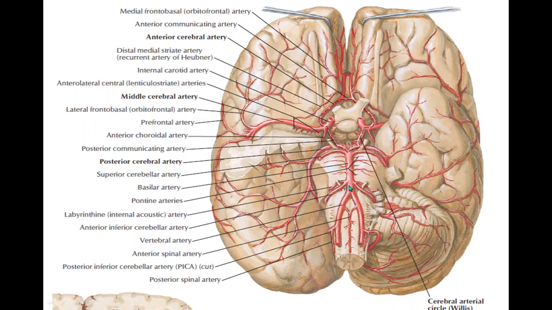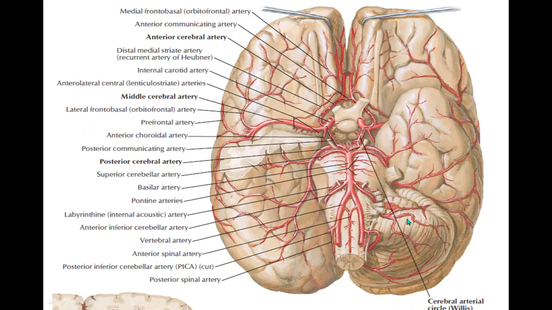Now, as it runs upwards on the basilar groove on the pons, it gives multiple branches on either side. They are called the pontine branches, which supply the pons. At the upper border of the pons, it gives one more branch before dividing into the posterior cerebral arteries. That branch is the superior cerebellar artery. You can see it here. It supplies the superior surface of the cerebellum. The name itself indicates it.